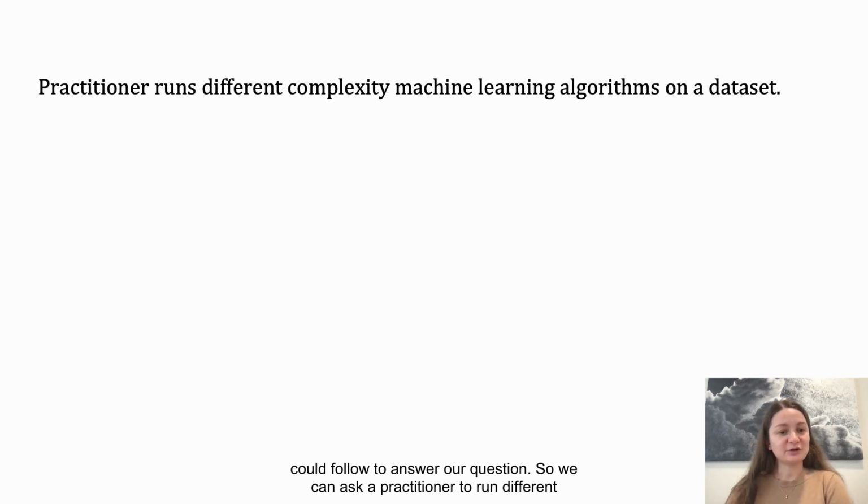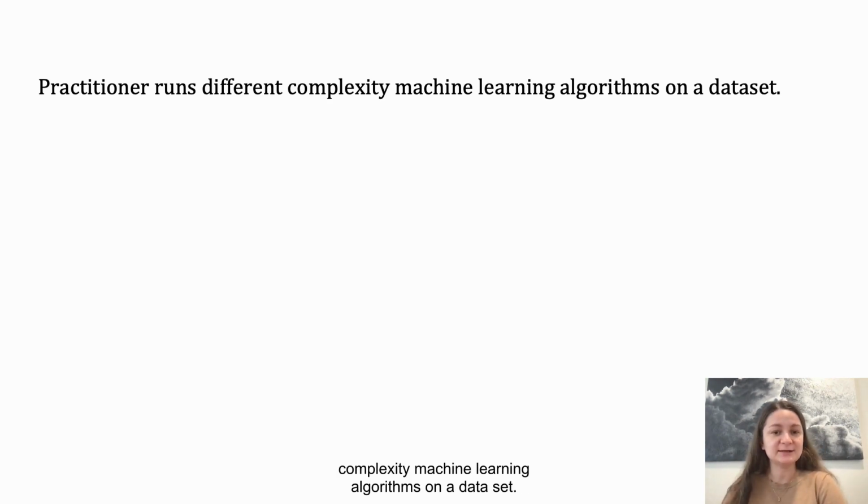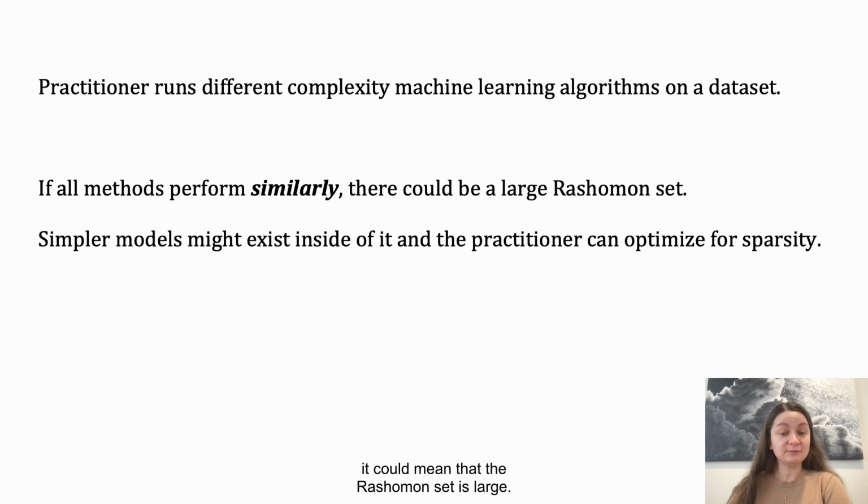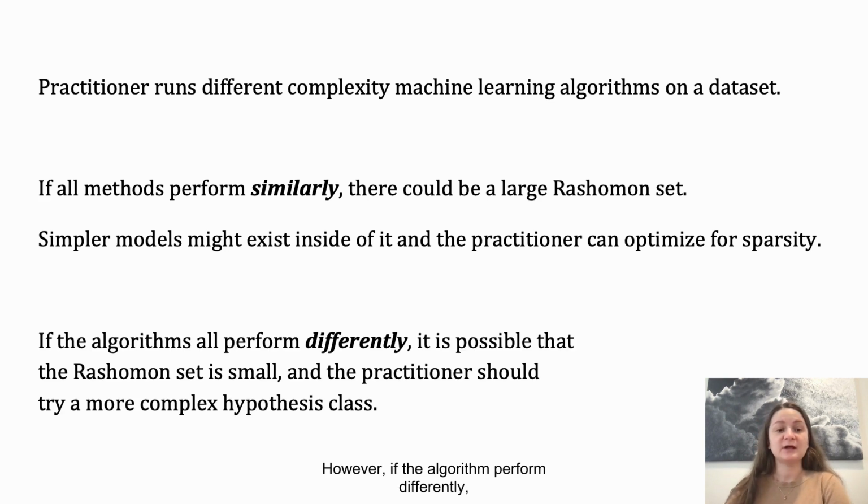So we can ask a practitioner to run different complexity machine learning algorithms on a data set. Now, if all methods perform similarly, it could mean that the Rashomon set is large. Therefore, one can go and optimize for the simpler interpretable models in order to get them, and that search is actually justified. However, if the algorithms perform differently, it is possible that the Rashomon set is small, and then practitioners should actually consider a more complex hypothesis space.